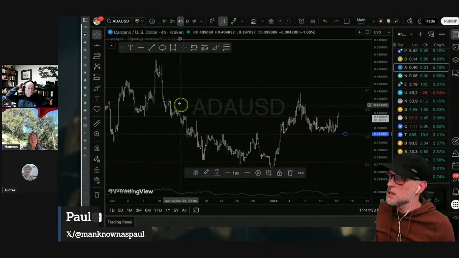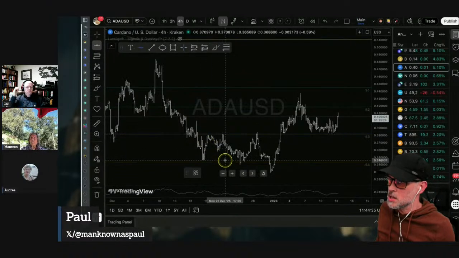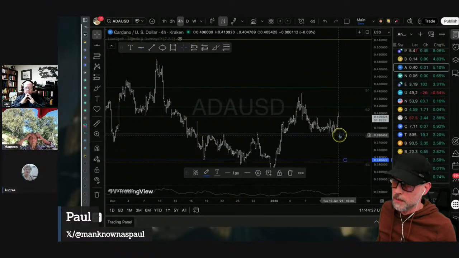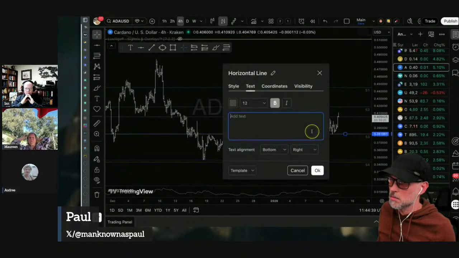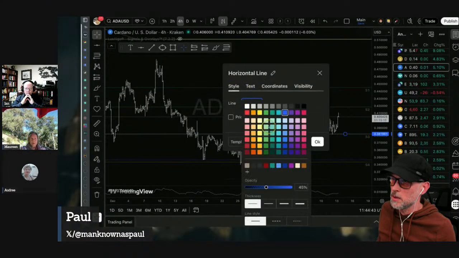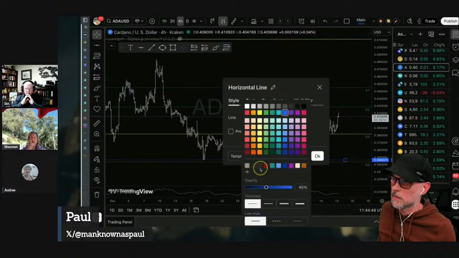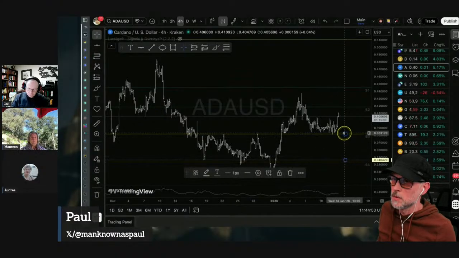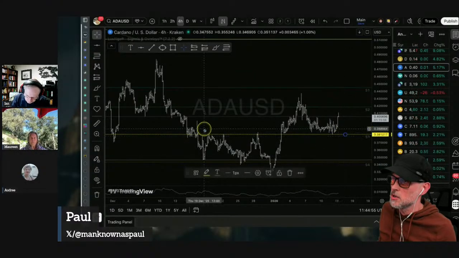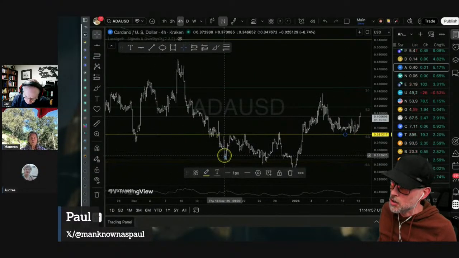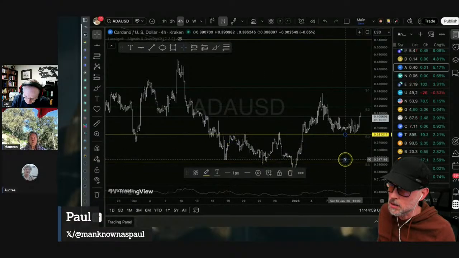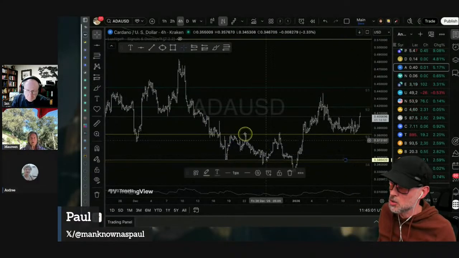His idea is that you're going to have a place of resistance and a place of support. Let's change the color of these so that we can see it better. Okay, so there's the top side of this. You can see major consolidation occurs between these two lines here. And that's normal. It goes back and forth.